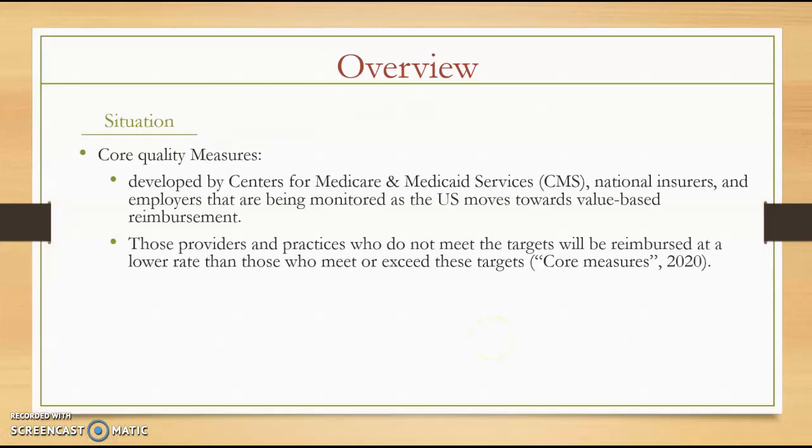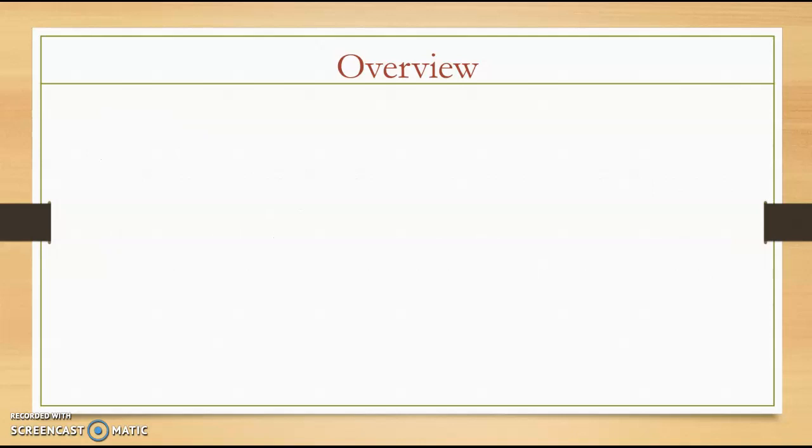Overview of the situation. Core quality measures were developed by the Centers for Medicare and Medicaid Services, as well as national insurers and employers, and those are being monitored as the U.S. moves towards a value-based reimbursement system. Providers and practices who do not meet these predetermined targets will be reimbursed at a lower rate than those who meet or exceed these targets on these core measures.